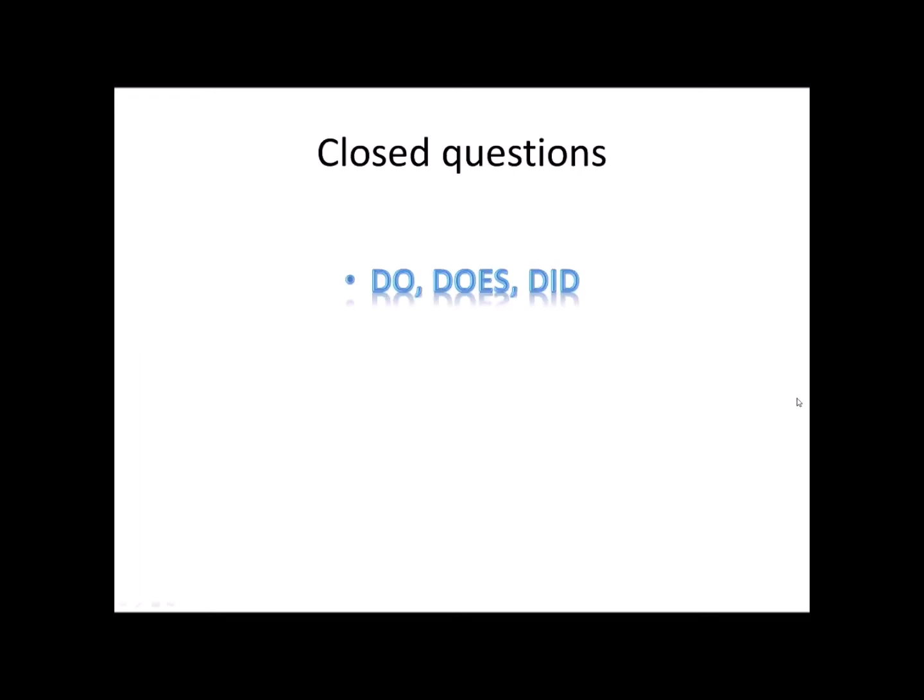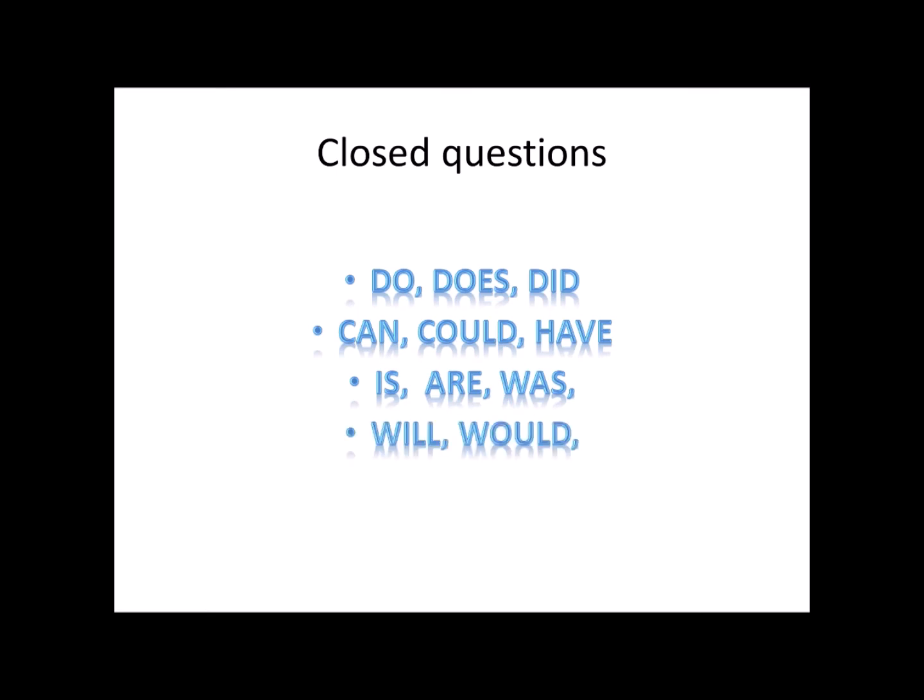Okay, so closed questions. Do, does, did. These are typical start words for closed questions, as are these: can, could, have, is, are, was, will, would. Now, what you see here is a collective of types of words, and if you can just rewind back a little bit to school grammar days, you may know these are otherwise known as verbs.